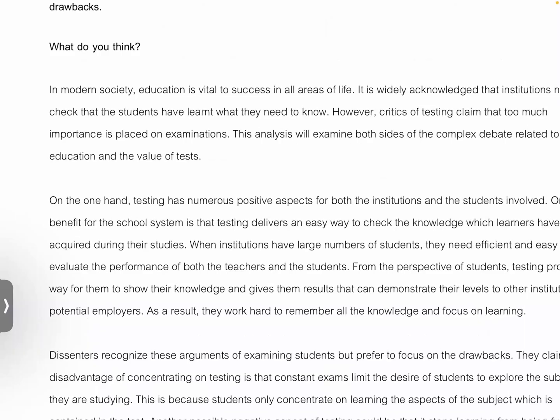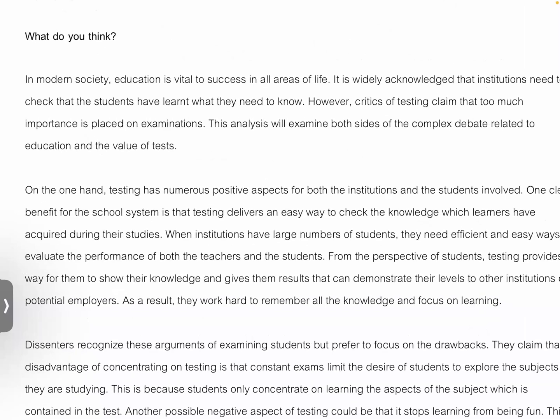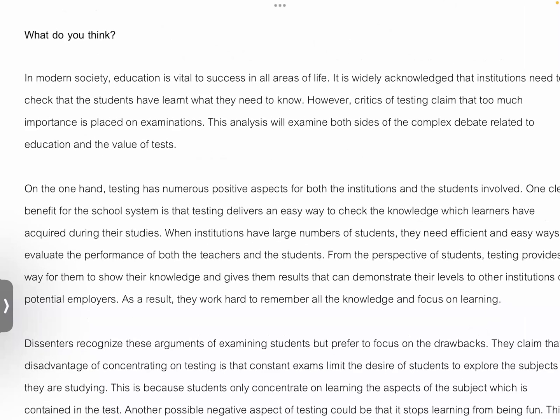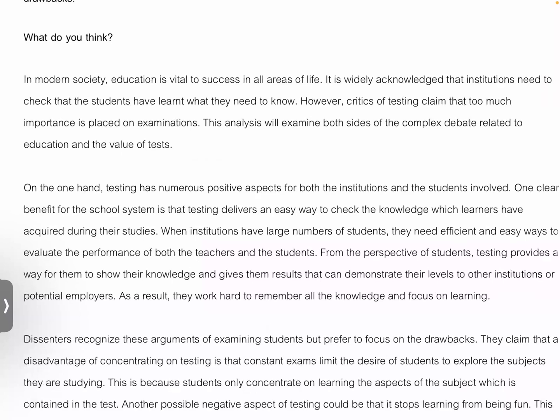Let's check out the next paragraph. It says, on the one hand, testing has numerous positive aspects for both institutions and students involved. Okay, so this is a very clear topic sentence. That tells us that this paragraph will focus on the benefits of testing.